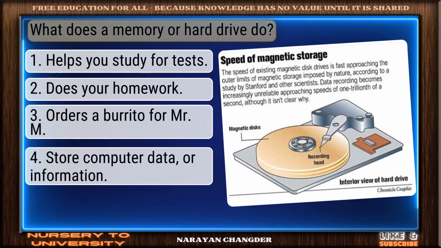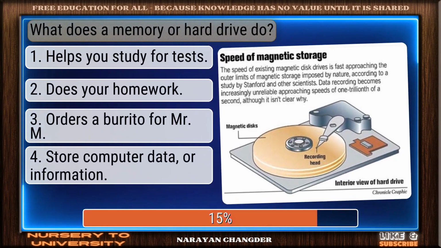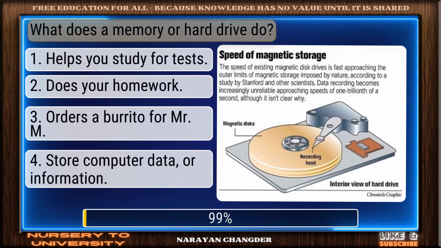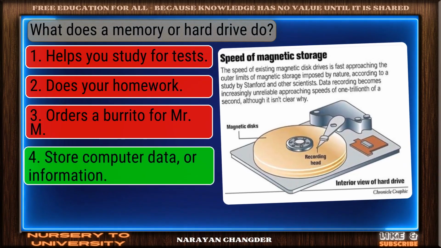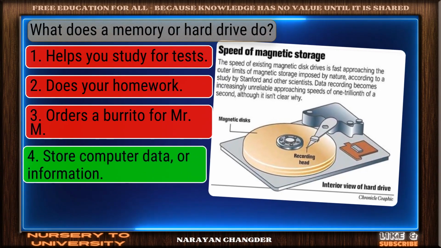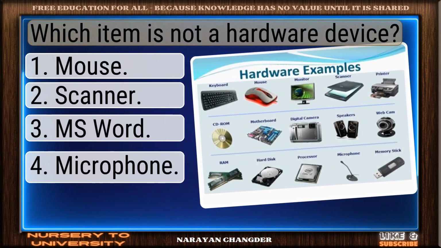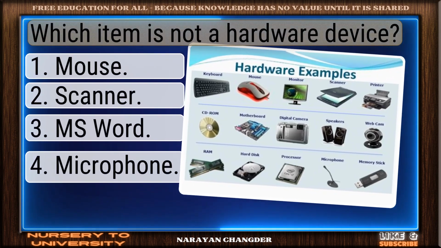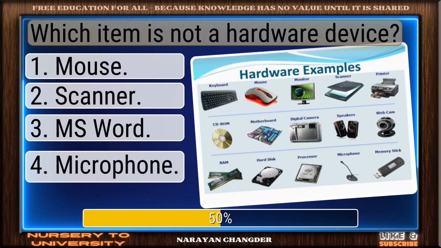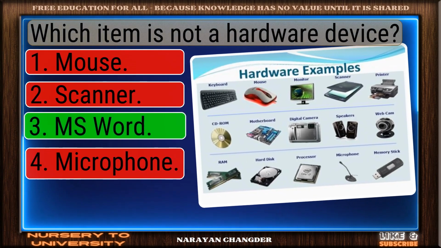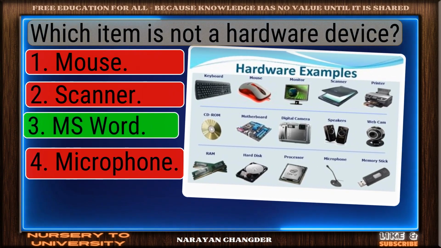Question number 25. What does a memory or hard drive do? Correct. Store computer data or information is the right answer. Question number 26. Which item is not a hardware device? Right again. MS Word is a valid answer.